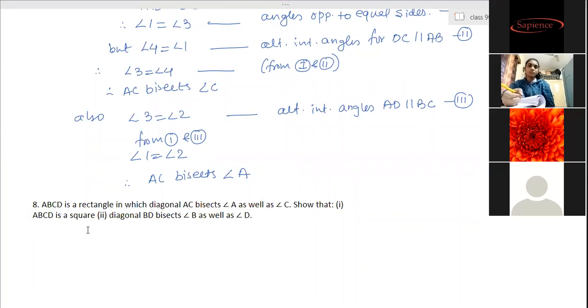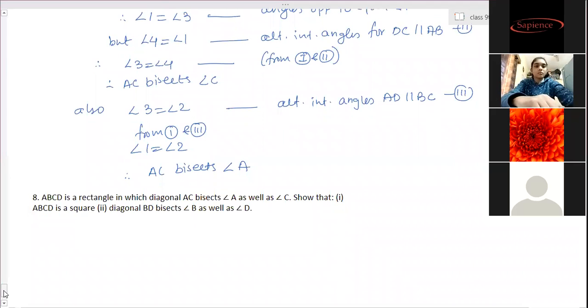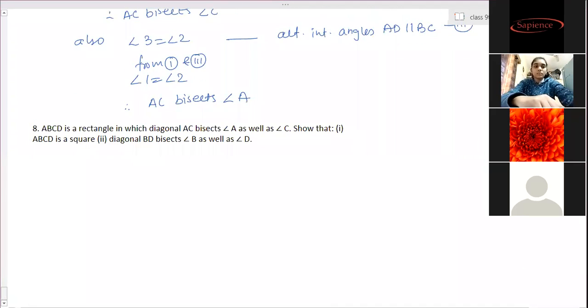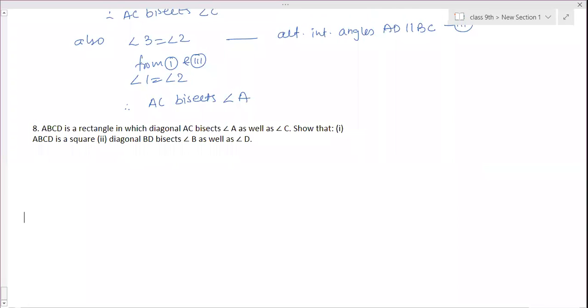ABCD is a rectangle in which diagonal AC bisects angle A and angle C both. Show that ABCD is a square. And diagonal BD also bisects angle B as well as angle D. Already they have given ABCD is a rectangle. It is already given that AC is bisecting angle A and C. We have to show that it is a square.